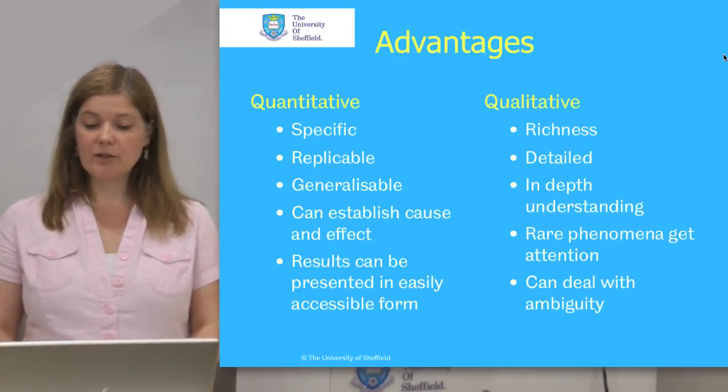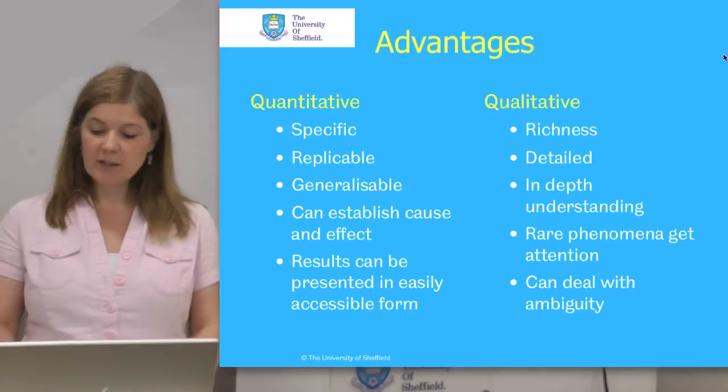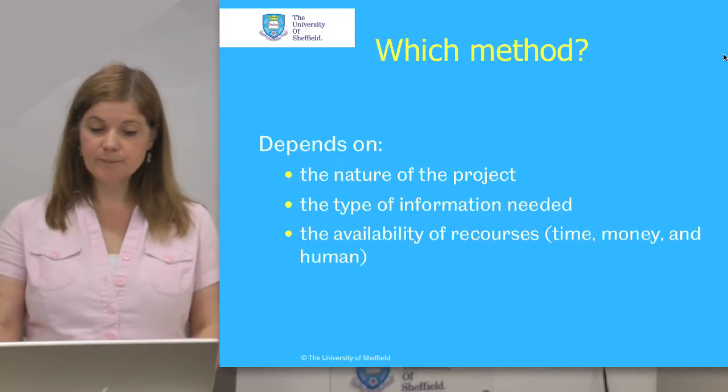Rare phenomena get attention. So if you have very small numbers of people who have a condition, then you can't really use quantitative because you won't have the sample size. So you'd use qualitative research methods. You can also deal with ambiguity, that is uncertainty or greyness. There's no right or wrong with qualitative research. You are just presenting people's stories, what they want to say, their experiences, rather than coming up with a definitive answer to a question. So there are advantages to both quantitative and qualitative research.